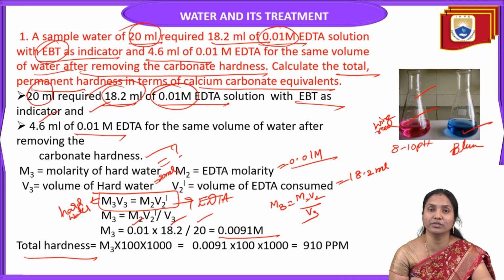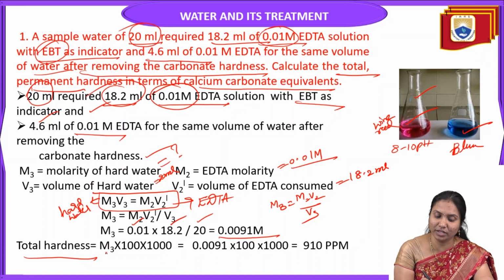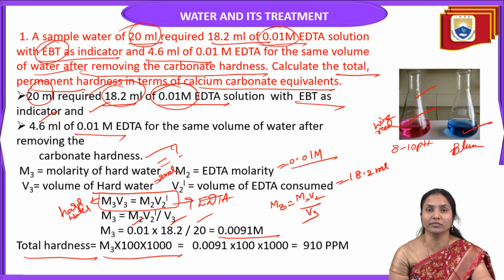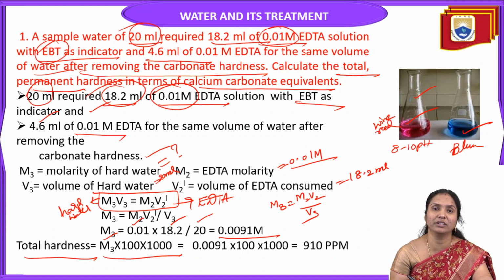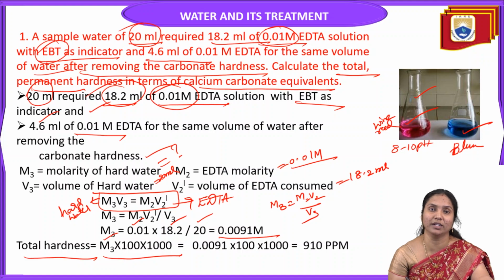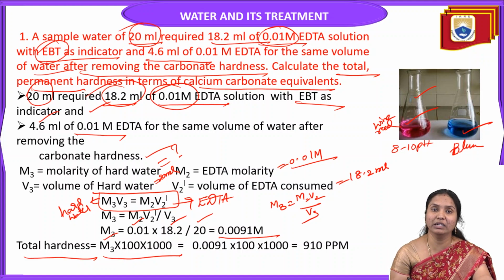What is the formula we are using here? Total hardness equals M3 into 100 into 1000. Here M3 is the molarity of the given hard water, and 100 is the molecular weight of calcium carbonate, because hardness is converted into calcium carbonate equivalent. And 1000 means the total makeup solution is 1 liter. So this is the formula used for the determination of total hardness of the given water.